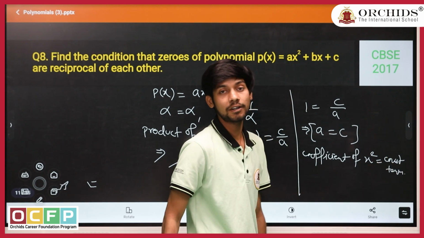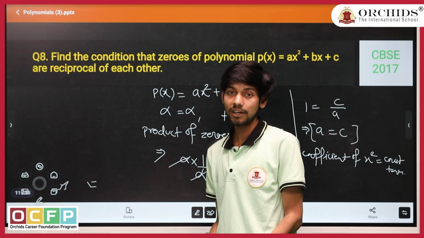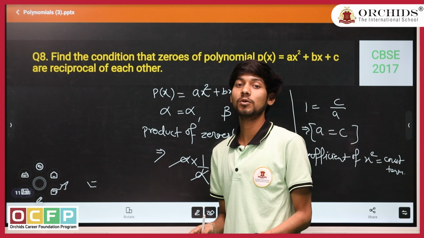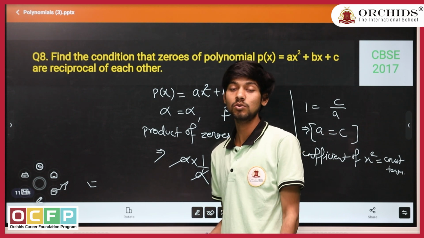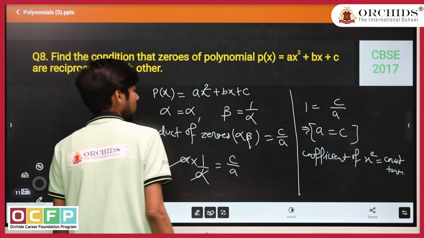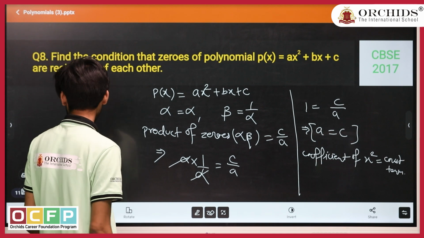So if any time you see that coefficient of x square is equal to the constant term, it means both the roots will be reciprocal of each other. If one root is 2, then the other will be 1 by 2. So this condition you must remember. Now let's move with the next question.